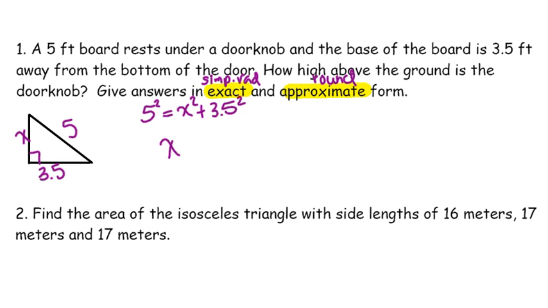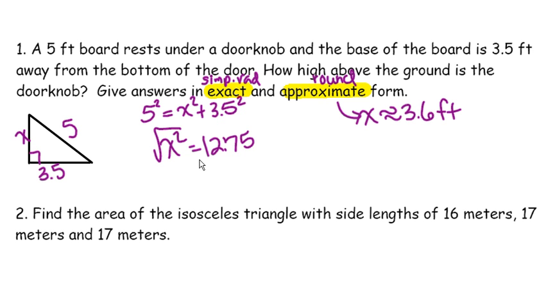Okay, well, you should have gotten that x squared equals 12.75, which means that x is going to be approximately 3.6 feet. Right, that's my approximate answer, and that's kind of the easier one to find, because when I take the square root of this one, this doesn't work terribly well to put it into simplest radical form.